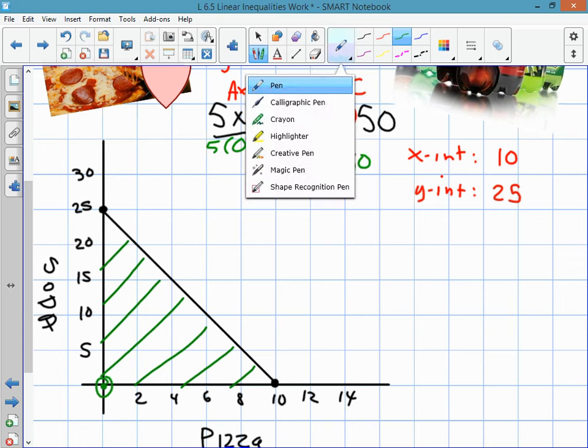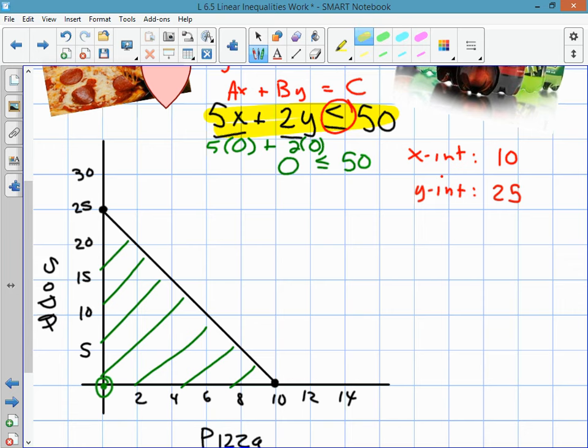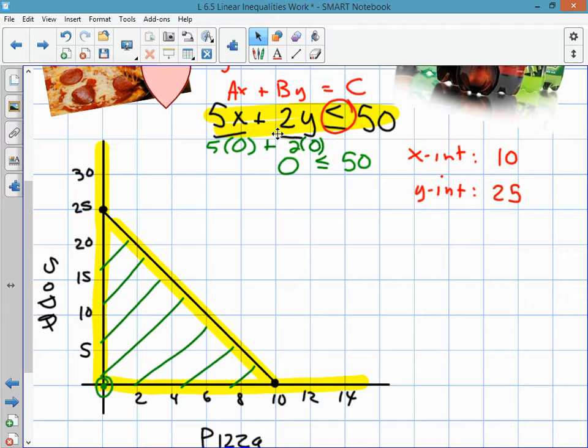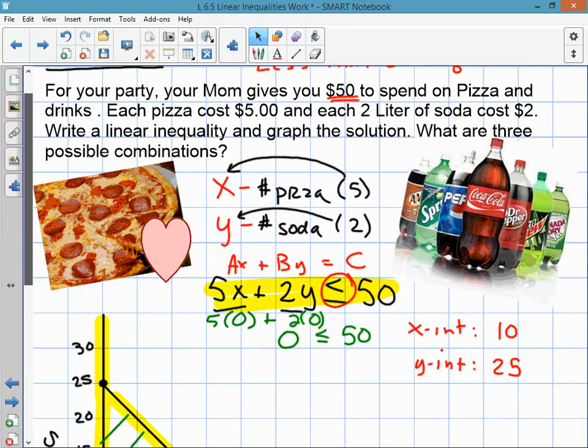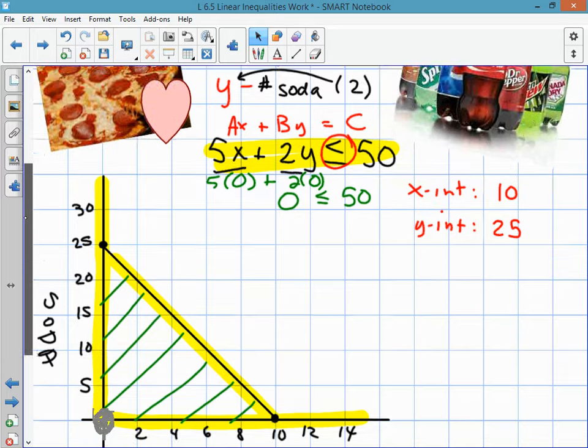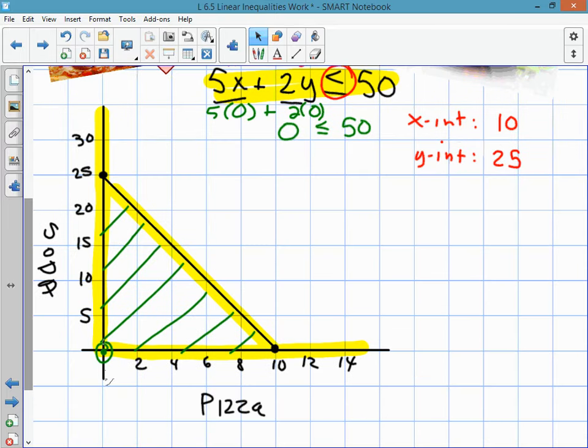So for this story problem, I wrote an inequality. I graphed it. That's my graph right here. And now the last part of the problem says, what are 3 possible combinations? What are 3 different ordered pairs of pizza and soda that you can buy with the $50?